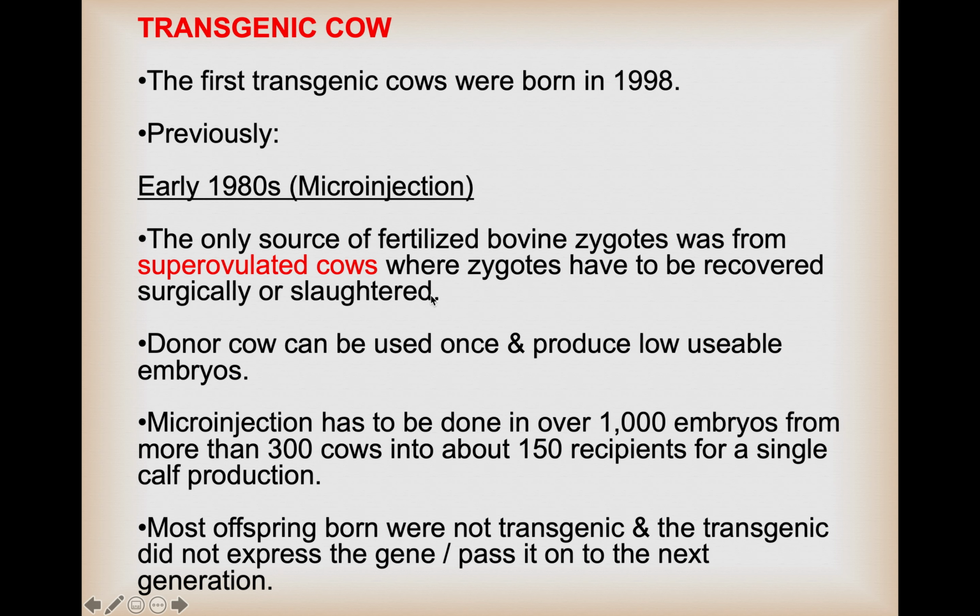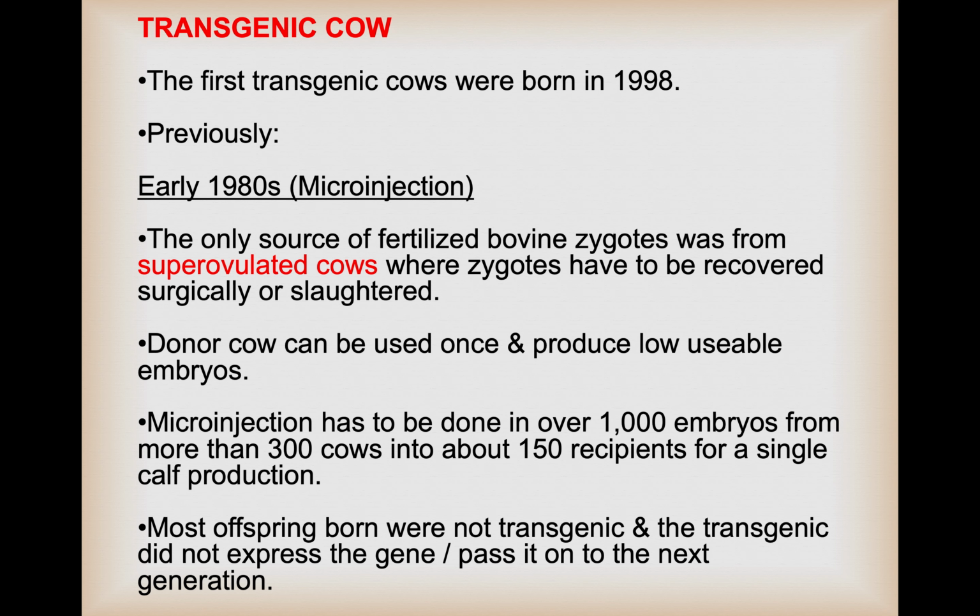The problem here is that they lose the cow, which is a huge loss, because to grow a cow to a certain age takes some time. Secondly, a donor cow can be used only once and produces few usable embryos, a downside as well. Third, microinjection has to be done in over 1,000 embryos from more than 300 cows in about 150 recipients for a single calf production.